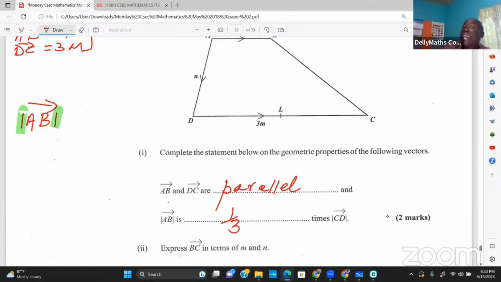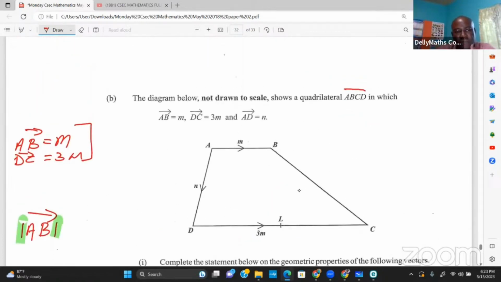So yes, you understand everything, but how they phrase the question, you now have to be careful how you respond. You can know the thing and just not read properly. Because look here, AB is 1/3 times this. Of course, let us do it. If I take 3m and multiply by 1/3, I will get m, which is AB. So 1/3 of DC would have given me AB. So we want to be careful with that. So it's 1/3.